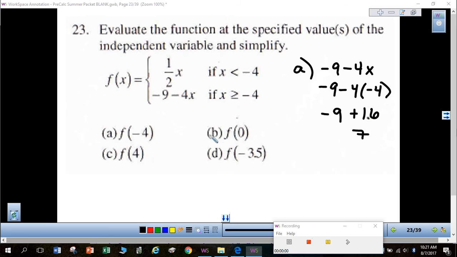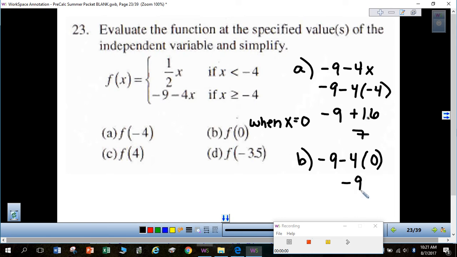Okay, let's try this again for part B. It's wanting us to evaluate our function when x equals 0. So 0 happens to be greater than -4, so it's going to fall into this bottom category again, so we're going to plug it into the bottom function. So this time it's going to be -9 minus 4 times 0, which just gives us a final answer of -9.